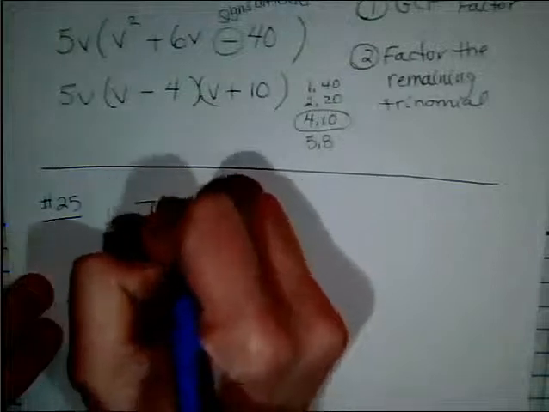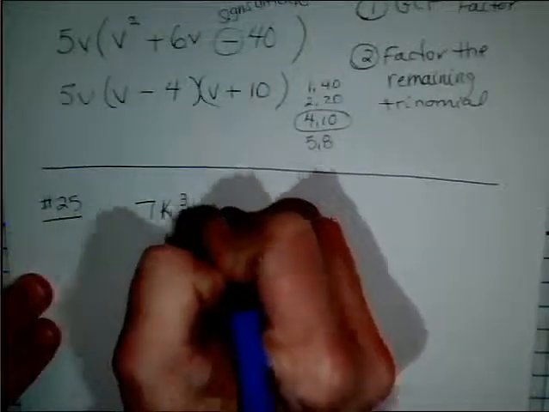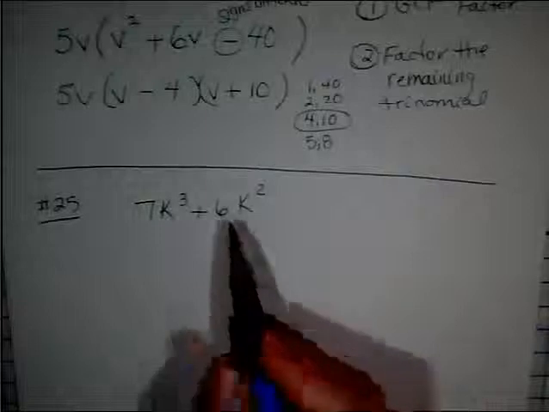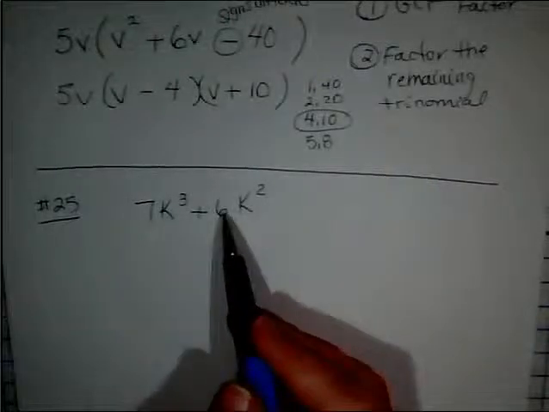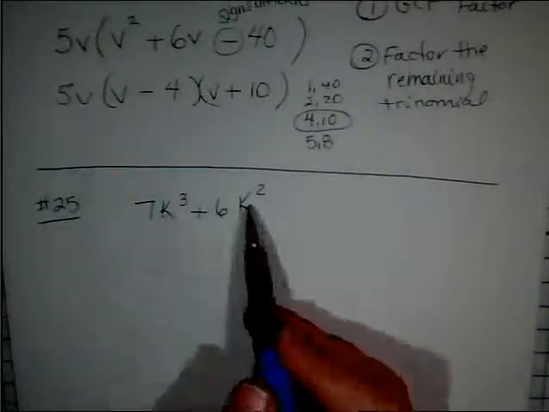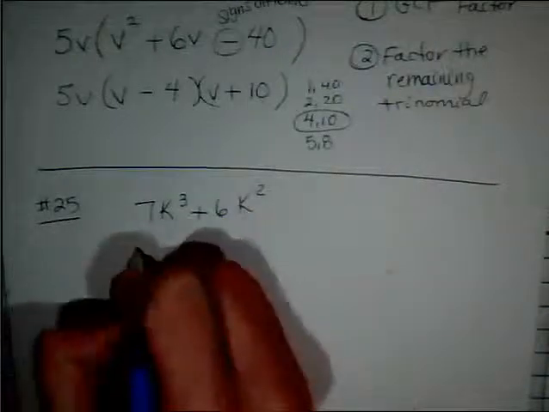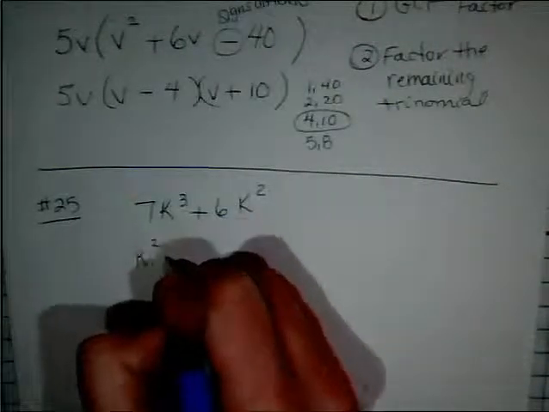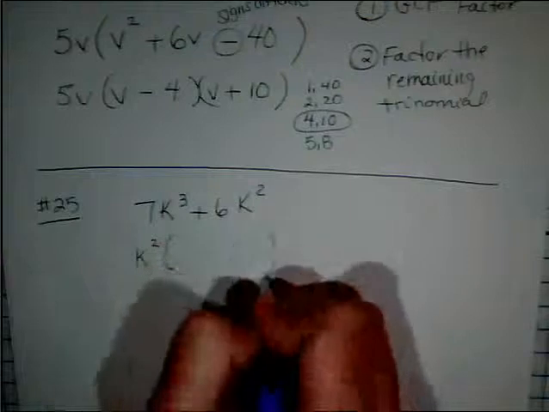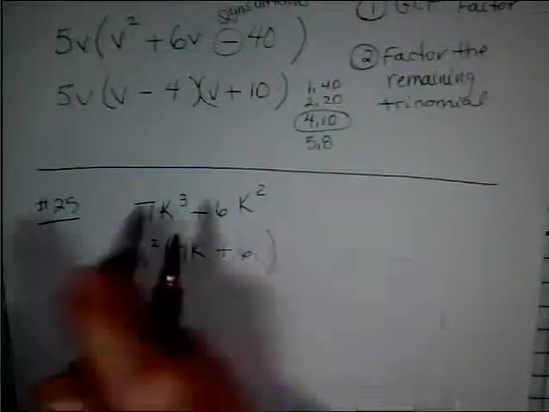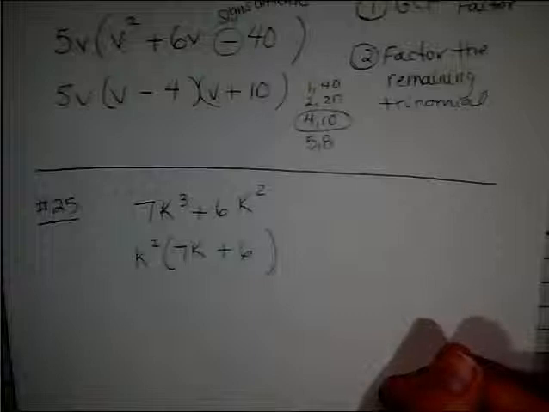We have 7k cubed plus 6k squared. Well, in looking at this, I don't have any common numbers, but I do have k squared in both of those. This one has 3 k's, that one has 2 k's, so I can pull out 2 k's. And what I have left would be 7k plus 6. And that's as far as we get back to that question.